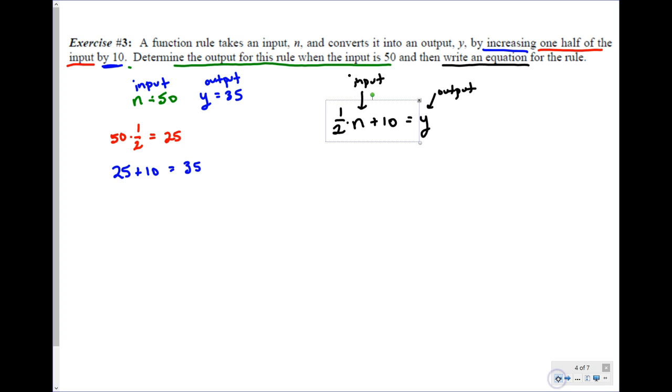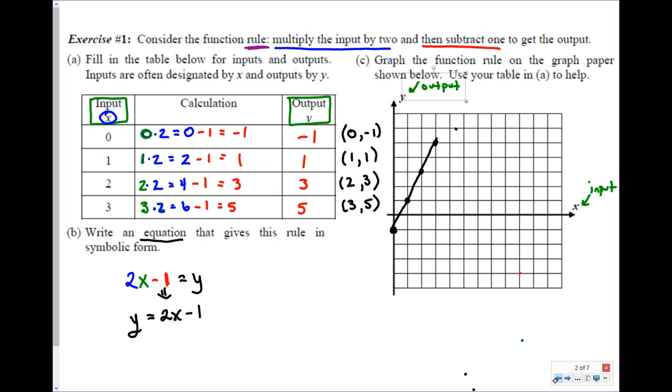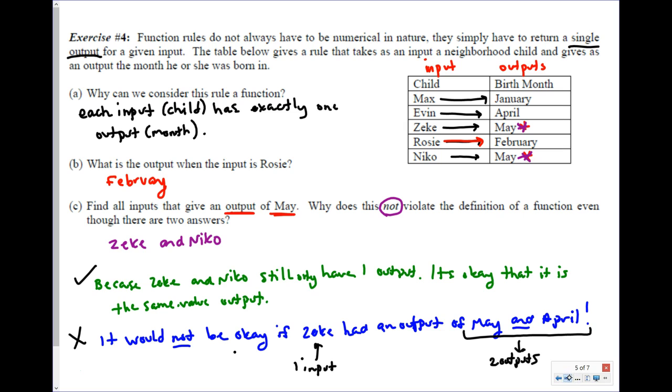If I take a look at this numerically, let's go back to example number 1. Notice that when I plugged in 0, how many outputs did I get? I just got the answer of -1. I can't plug in 0 and get -1 and 7. Right? I can't do that. I can't plug in one number and get out two different ones. That would make something not a function. Okay? So this problem really highlights the difference in a function and a non-function.